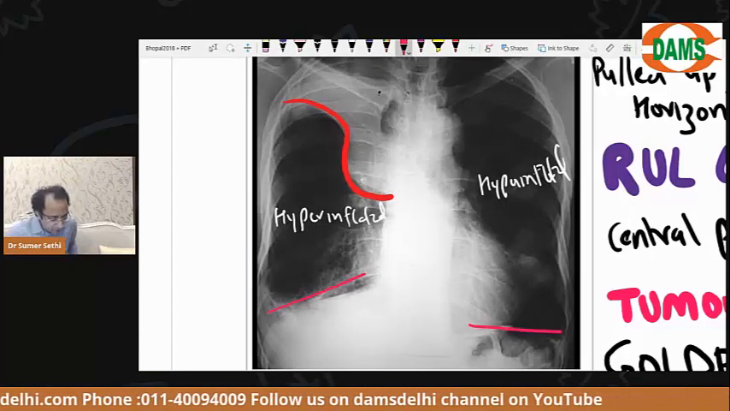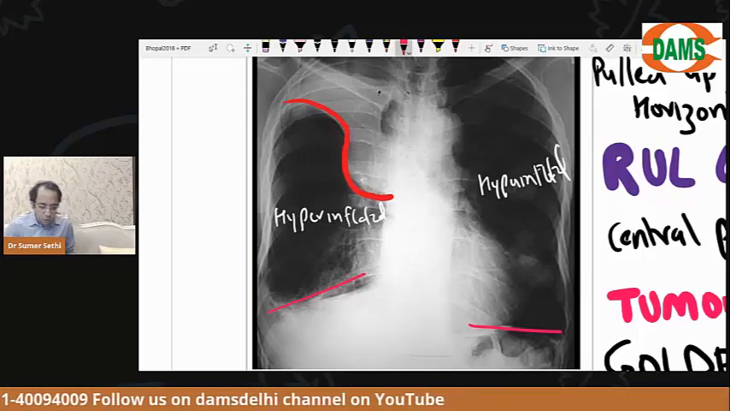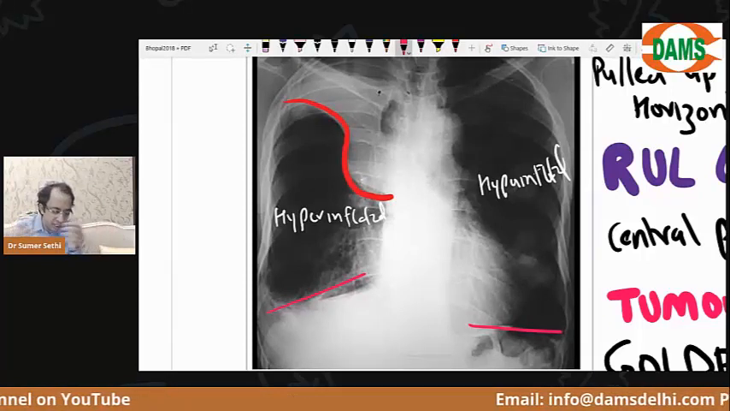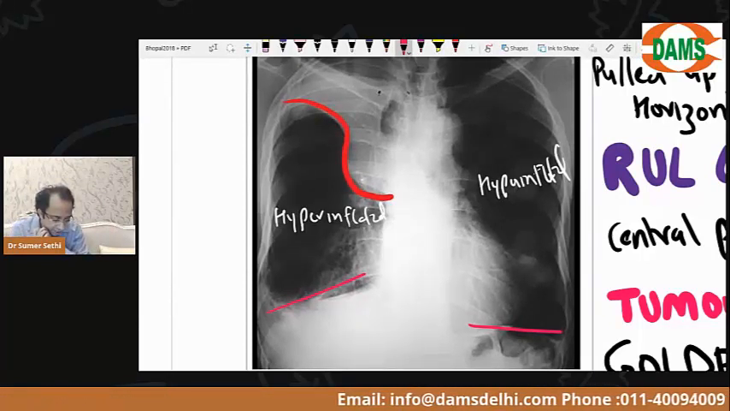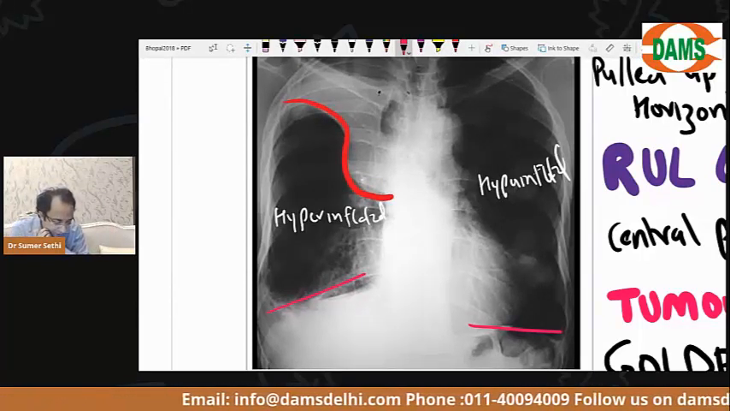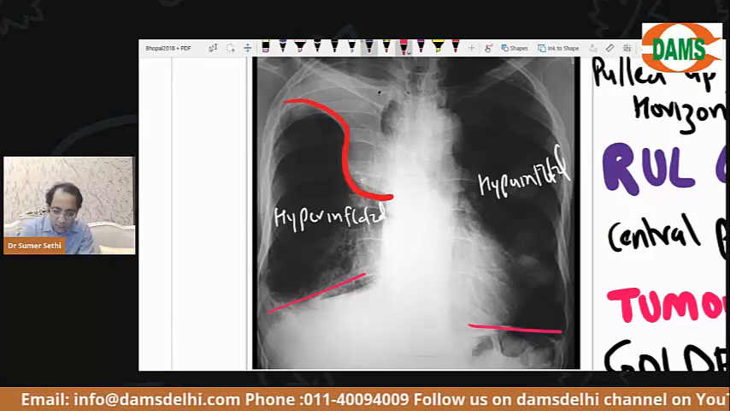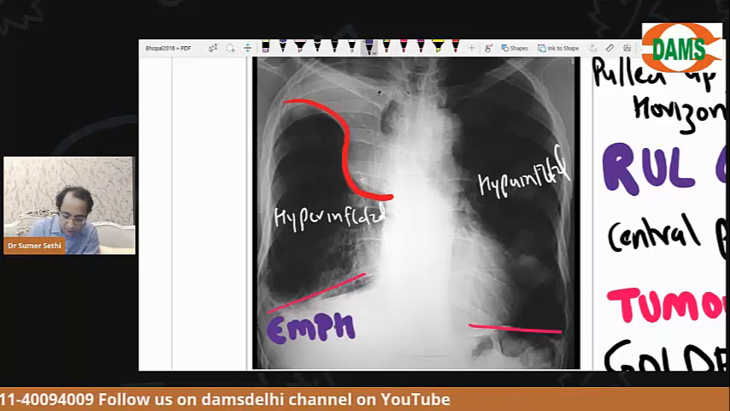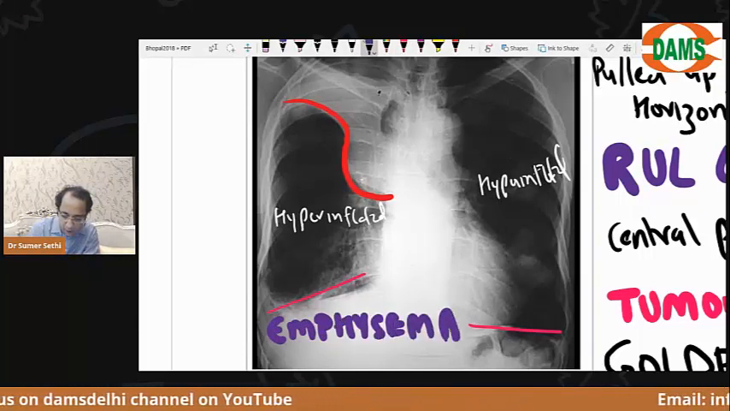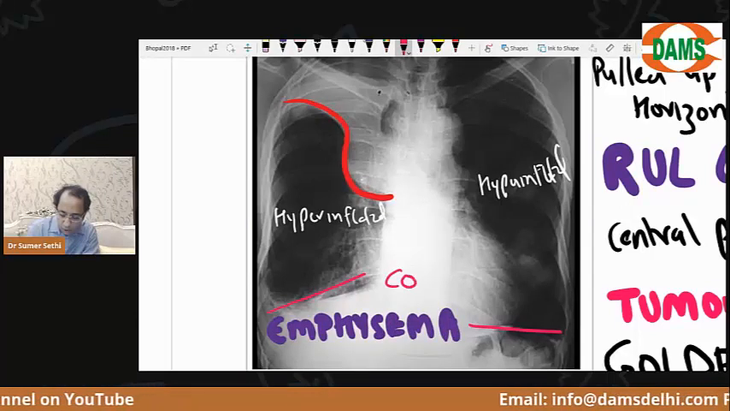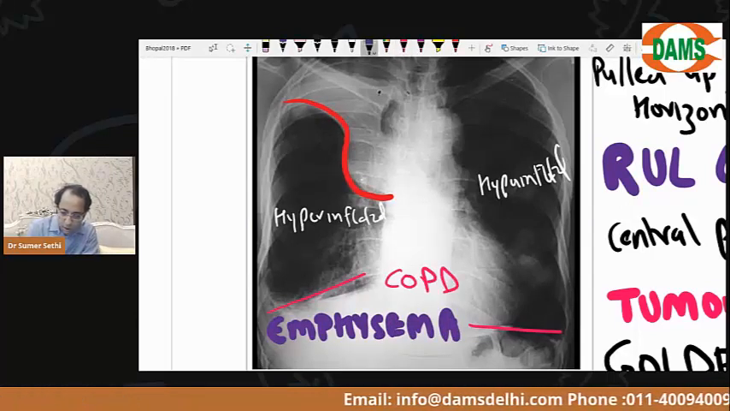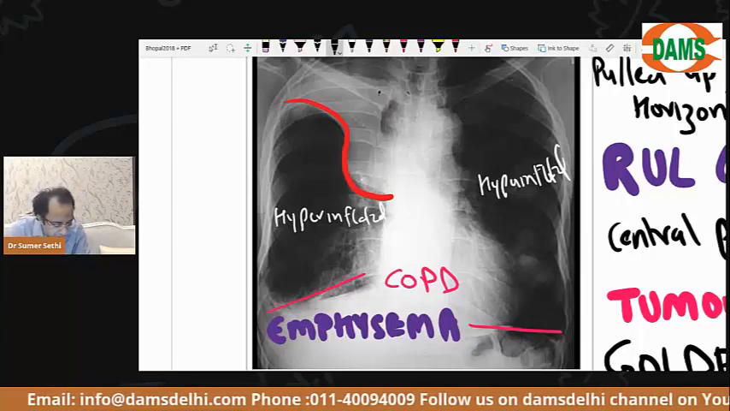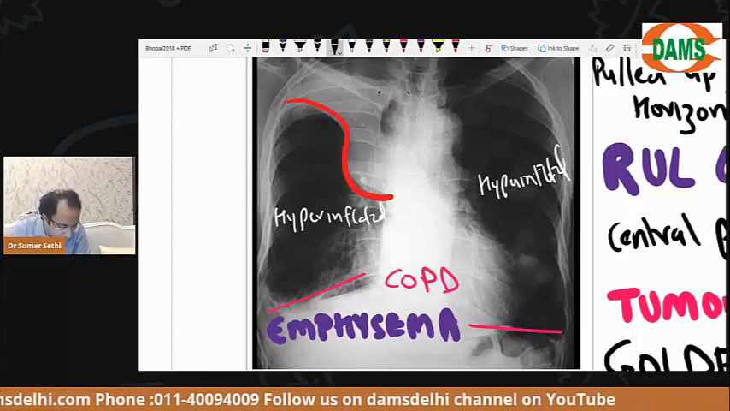Name a condition. Yeah, that is what we are asking you. Name a condition in which you have hyperlucent, hyperinflated lungs and flattening of the diaphragms. That condition is called emphysema, or we use the word COPD. So this patient also has the emphysematous variety of COPD.